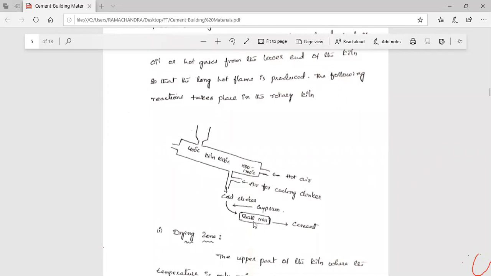Coming to the drying zones, we will clearly explain what reactions take place at 400 degrees Celsius and what clinker components are formed, what components are formed at 1000 degrees Celsius, and what components are formed at 1500 to 1700 degrees Celsius. We clearly explain this in the drying zones now.